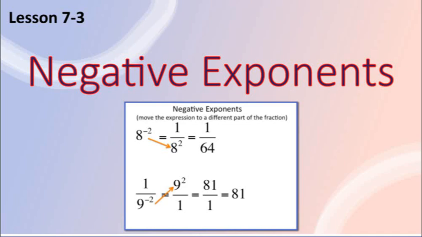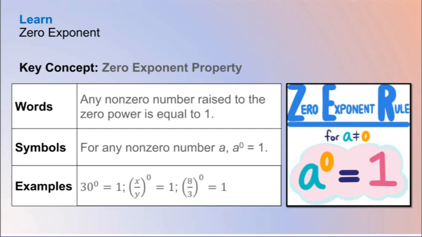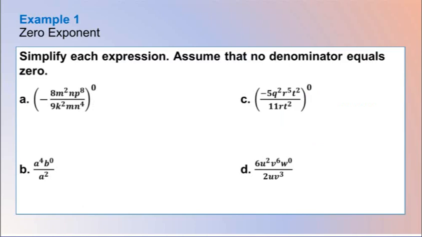Lesson 7-3, negative exponents. So the zero exponent property: any non-zero number raised to the zero power is equal to 1. For any non-zero number a, anything to the zero power is 1. We are going to get to negative exponents, and in our answers we cannot have negative exponents. But first, the first part is dealing with zero exponents.